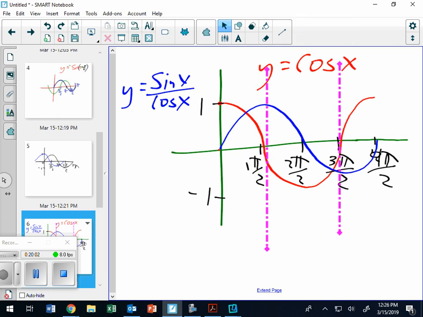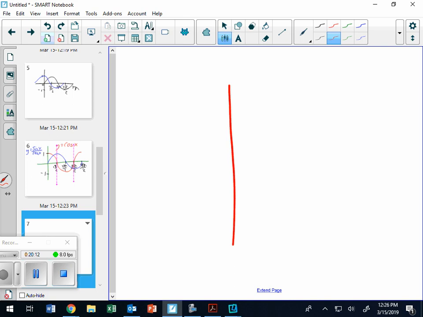So that means tangent has asymptotes. All right, so now the big reveal. Here's tangent. I like the dotted line drawer for the asymptotes here.